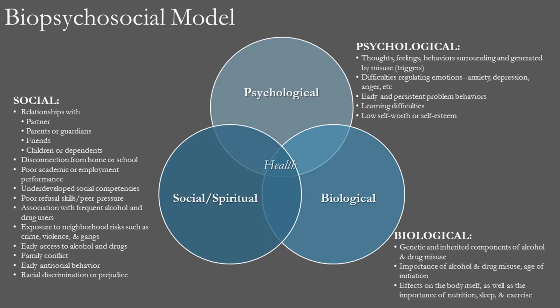The psychological aspects include thoughts, feelings, and behaviors surrounded by and generated by misuse or triggers. Difficulties regulating emotions, anxiety, depression, anger, etc. Early and persistent problem behaviors, learning difficulties, low self-esteem. And then the biological considerations are the genetic and inherited components of alcohol and drug misuse, the importance of the age of initiation of alcohol and drug misuse, the effects on the body itself, as well as the importance of nutrition, sleep, and exercise.